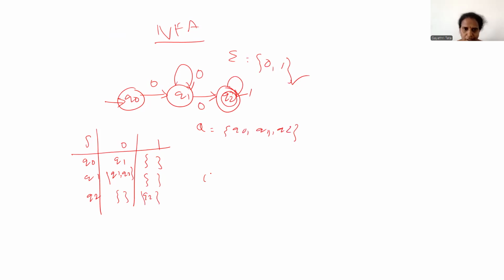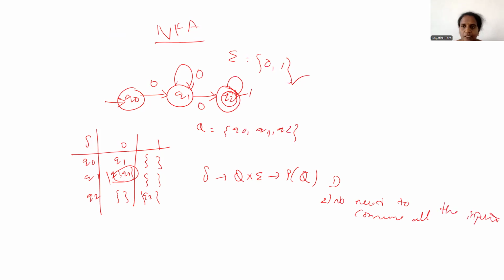So here the transition function maps state and input alphabet to power set of Q, the more than one. That is the meaning of this. That is the first property of the NFA. And the second property is all states no need to consume all the inputs. That is also the second property of the NFA. So now I think you understand the main differences between NFA and DFA.